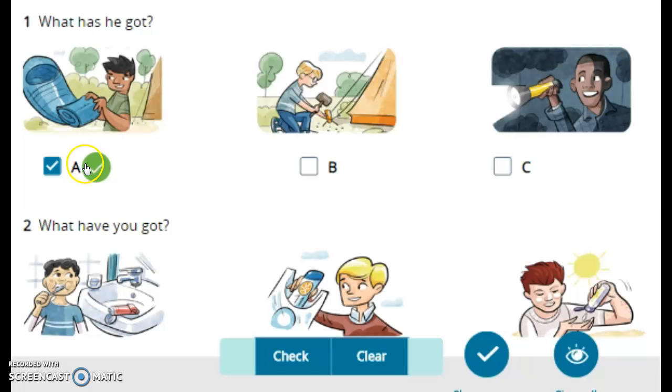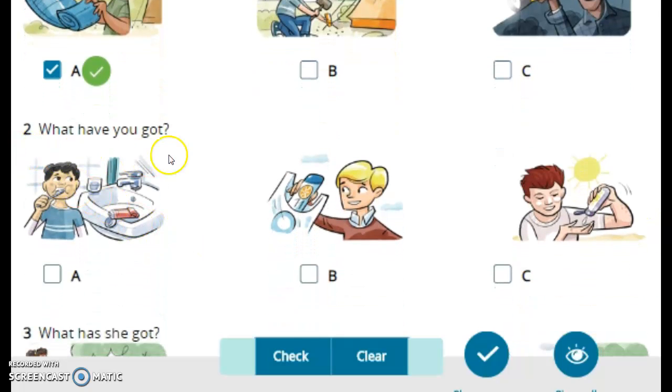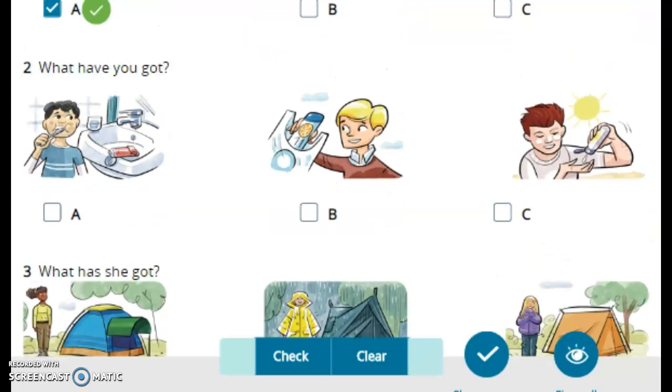Okay. This is the correct answer. He's got a sleeping bag. Let's go to number 2. What have you got? Listen.